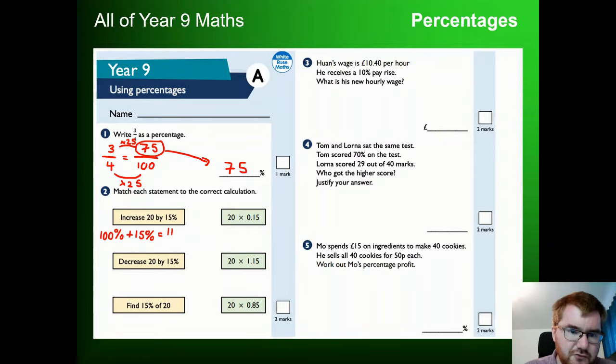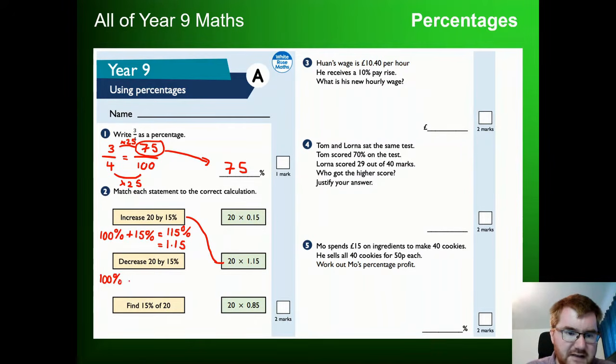That gives us 115%. Now as a decimal, so by dividing by 100, we get that as 1.15. So this calculation here must be equivalent to increasing by 15%.